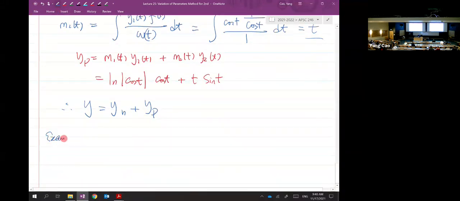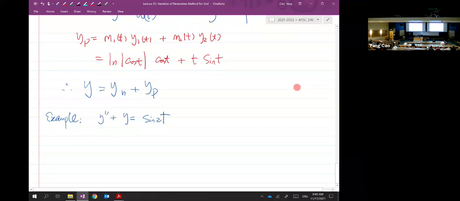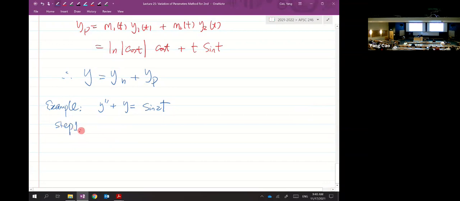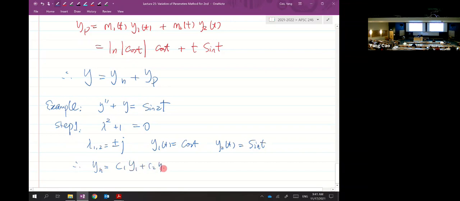So let me show you one more example. The example shown here mostly reiterates and reinforces the idea of the formula for variation of parameters. Step 1: characteristic equation. I just happen to be the same as the previous example. Then y1 of t is cosine t again, y2 of t is sine t. Your yh is equal to c1 y1 plus c2 y2. There you go, that's your yh.